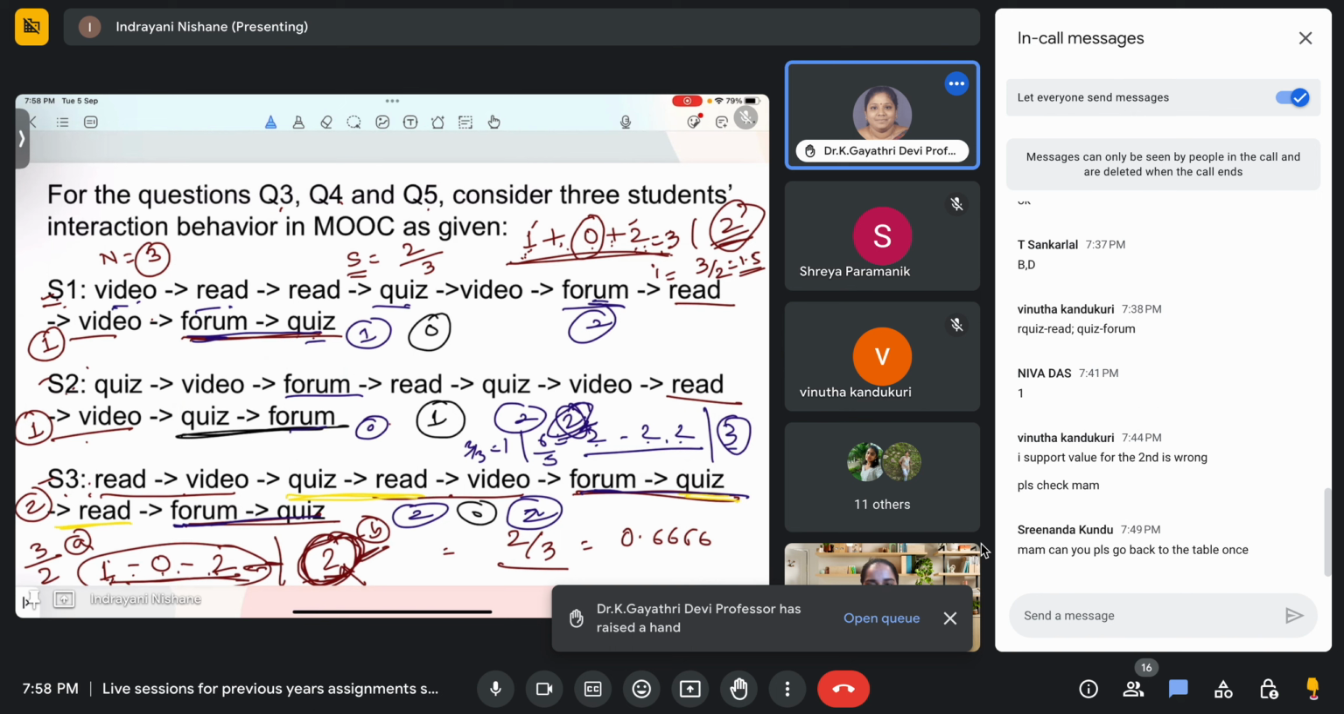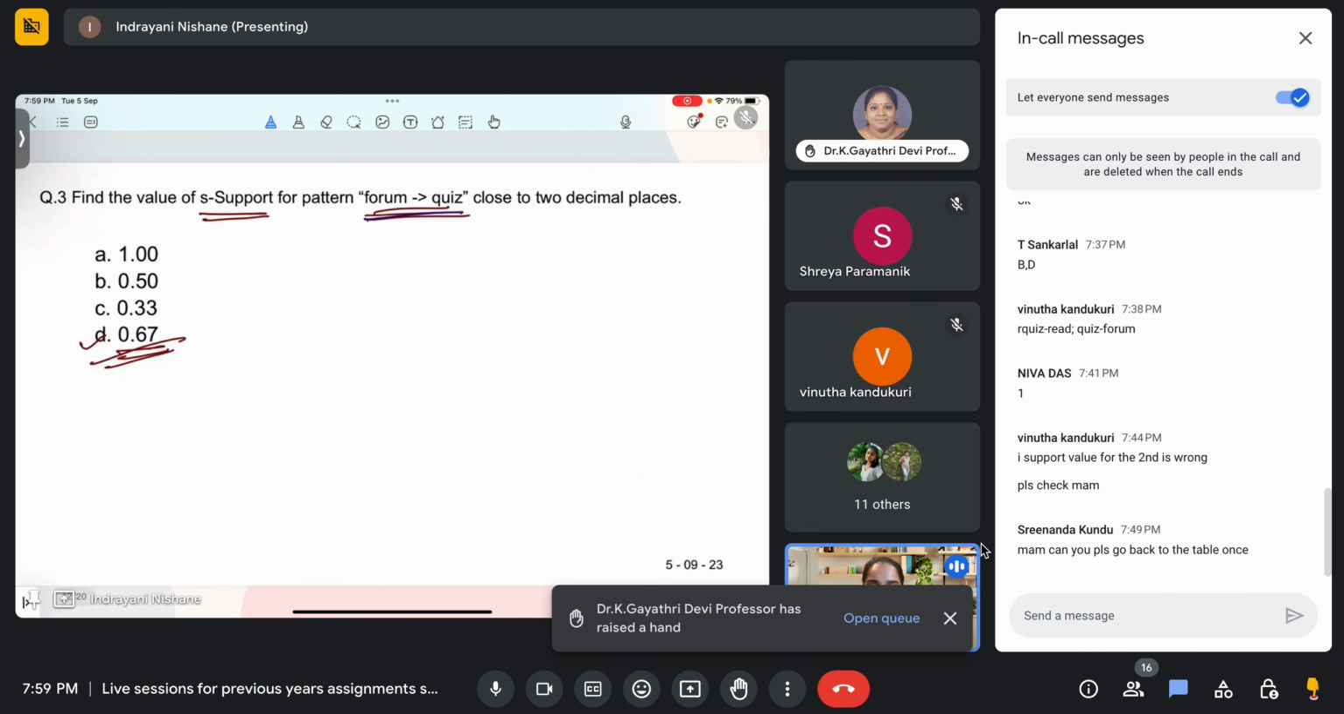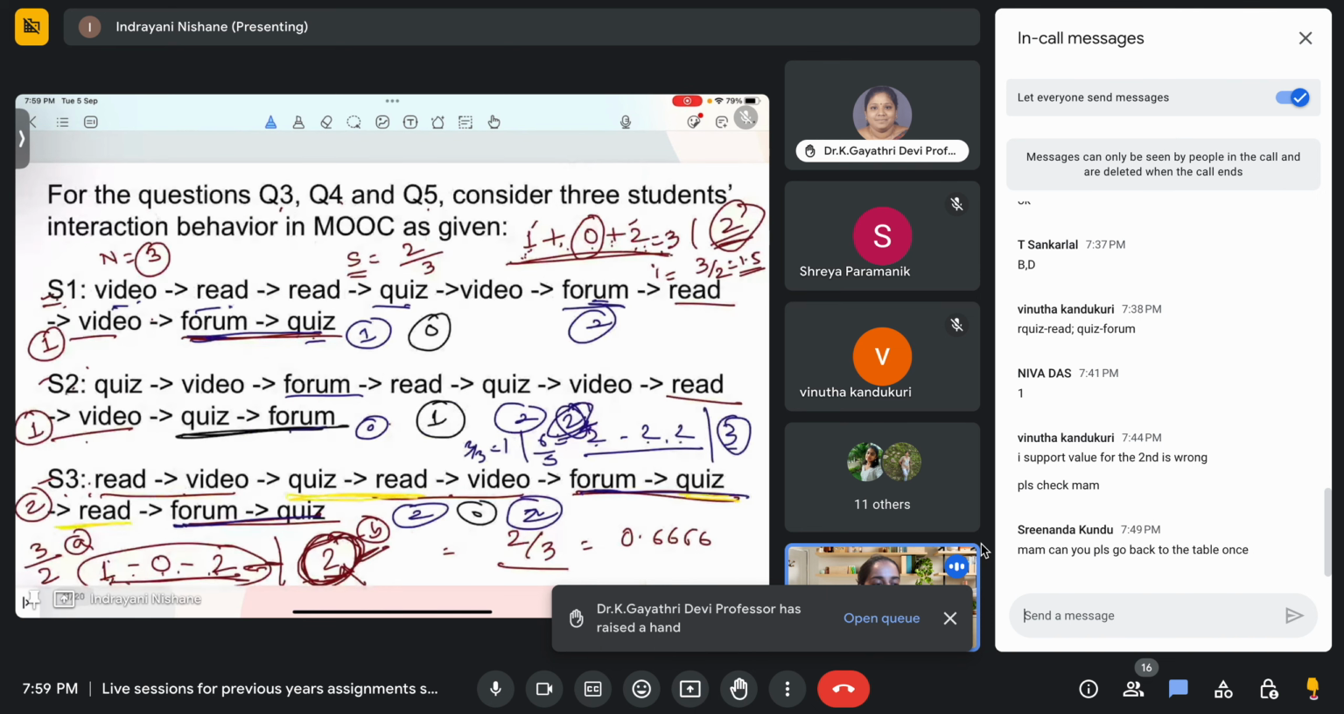Yeah, so I'm just asking you to identify what are the different actions which are performed. What are the distinct actions? For transition, we considered only forum to quiz, but now we have to consider the different actions. So your question was regarding quiz, right? So you count how many times that particular node is observed for each student.